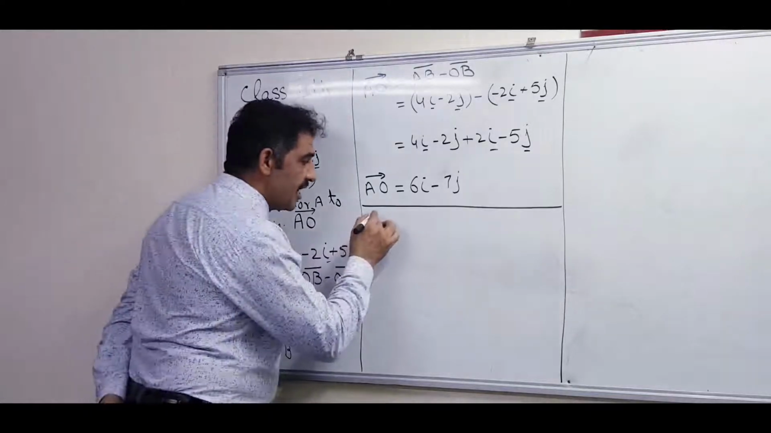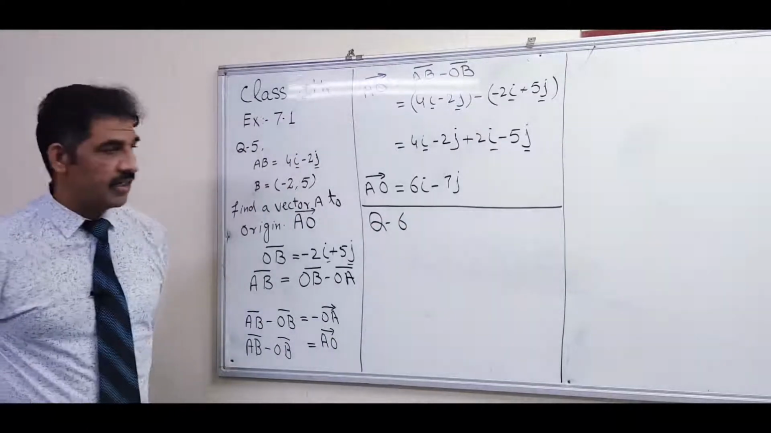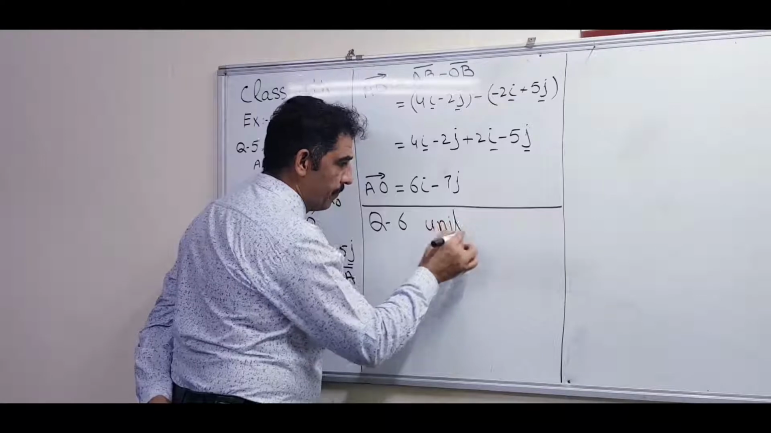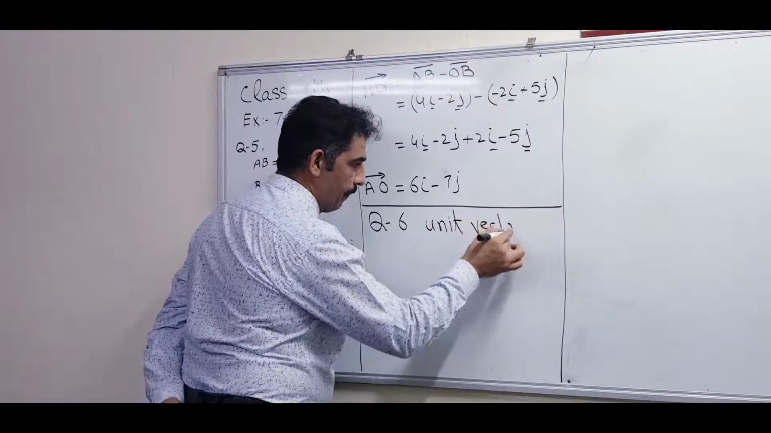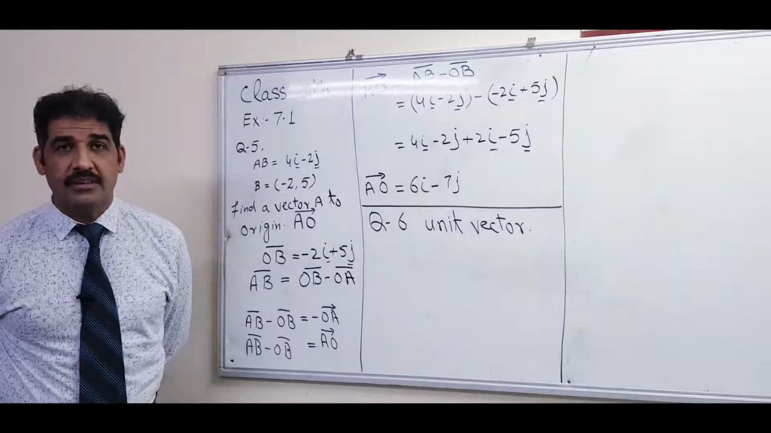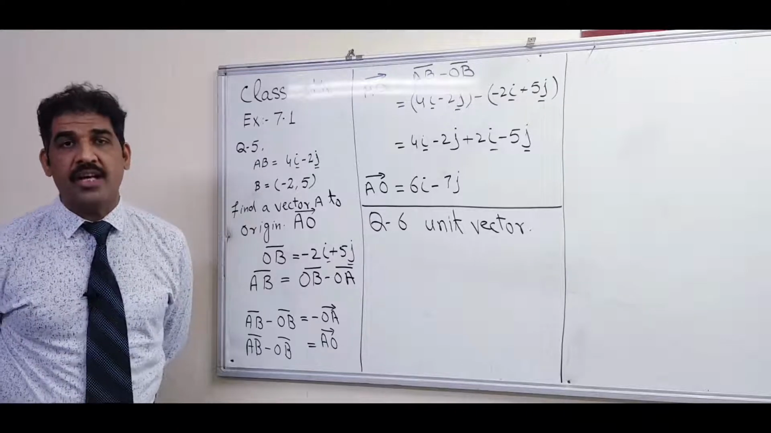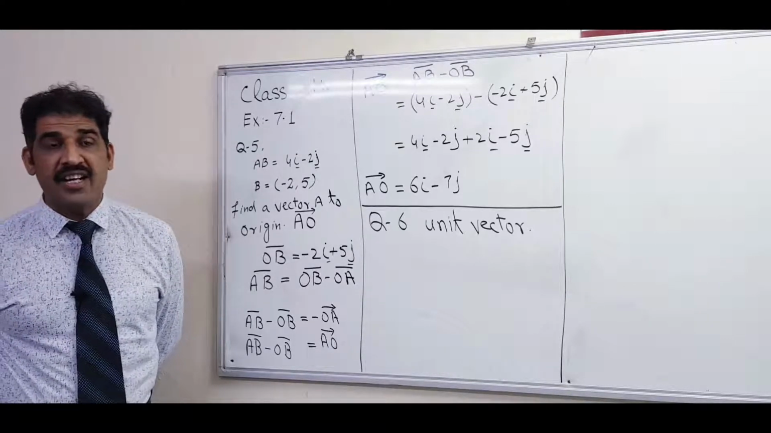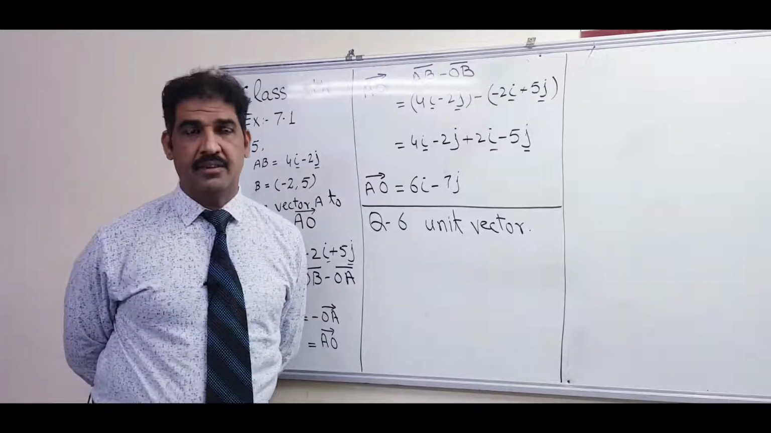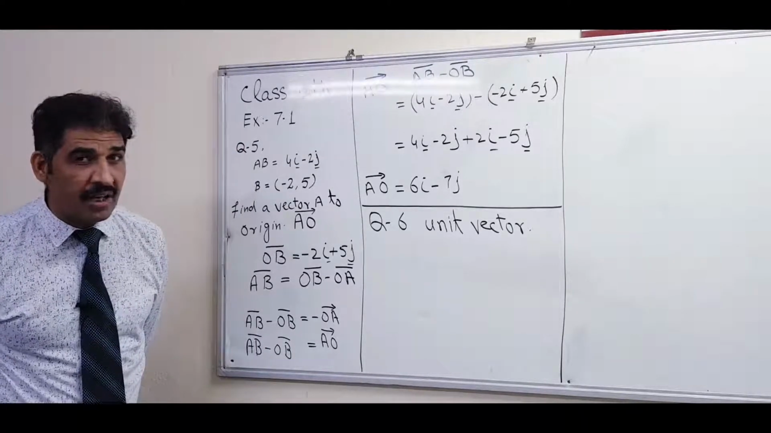In question number 6, it is asking about a unit vector. What is a unit vector? The vector whose magnitude is equal to 1. And what is the mathematical notation of a unit vector? How do we write a unit vector mathematically, and what is its formula?